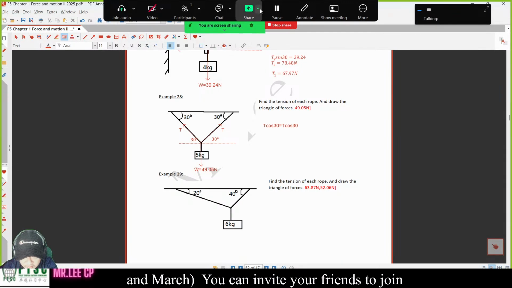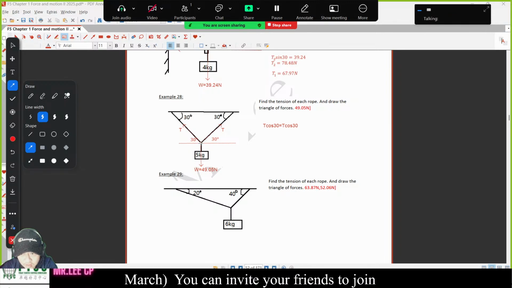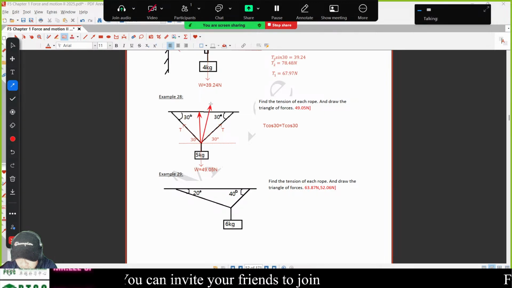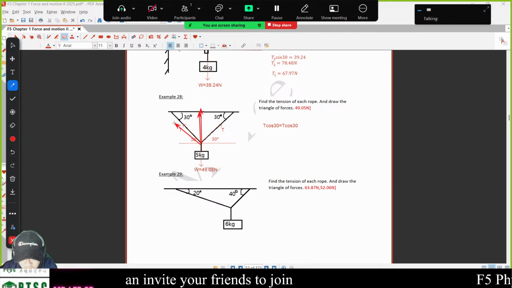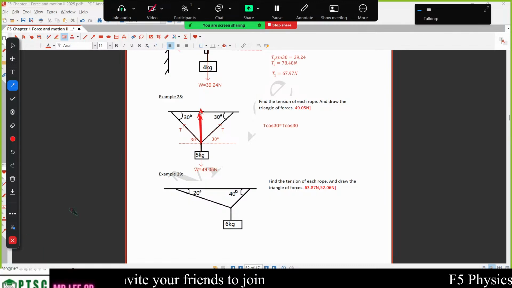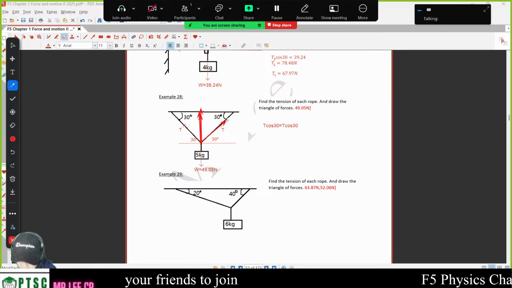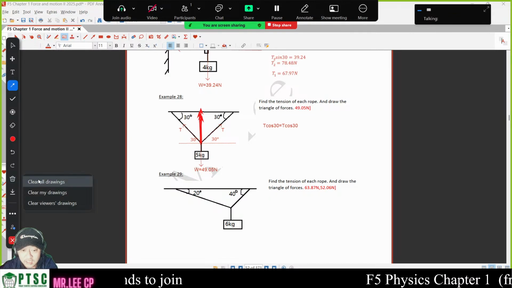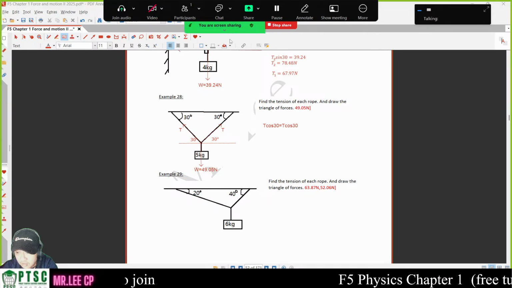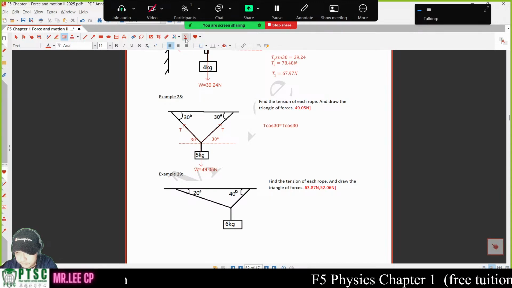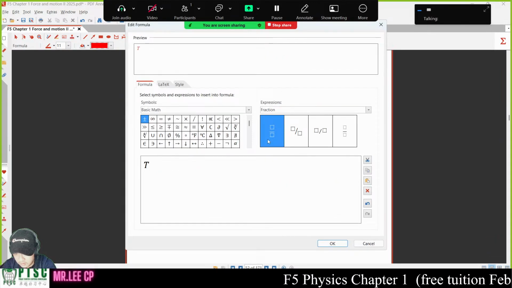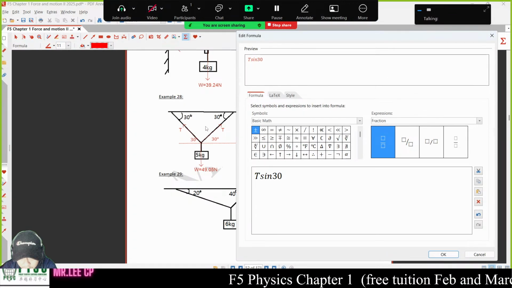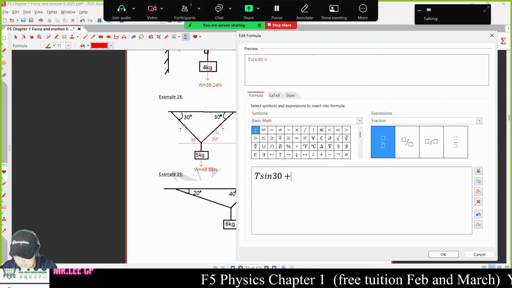Now the forces going upward. The force going upward is here, I bring to here, and here, I bring to here. So this one is T, touching 30 or not touching 30? Not touching, so I use sine. T sine 30 from the left-hand side, I bring upward and then add. This one I bring upward.